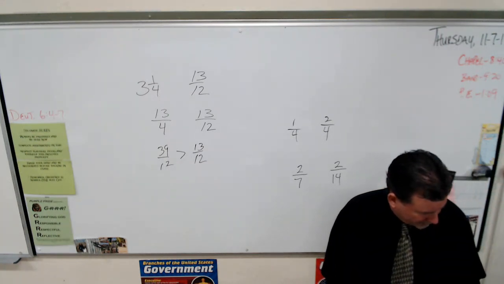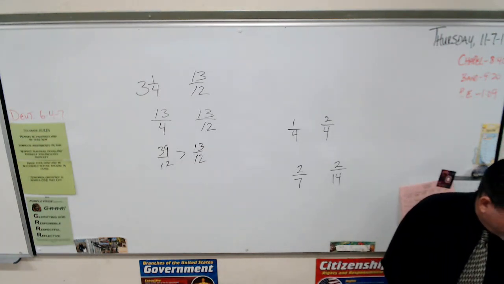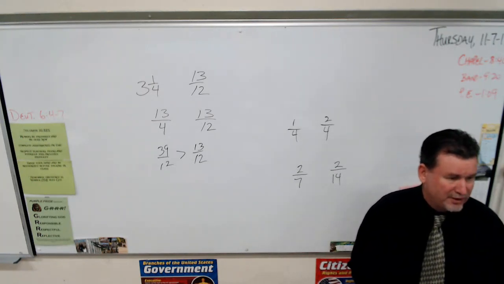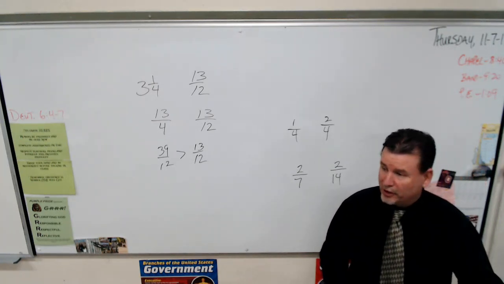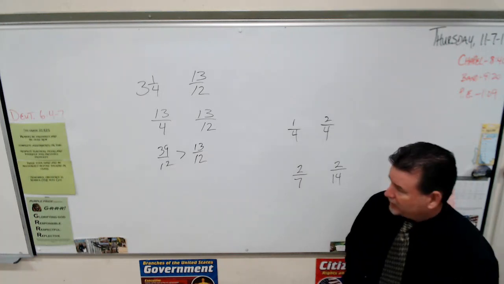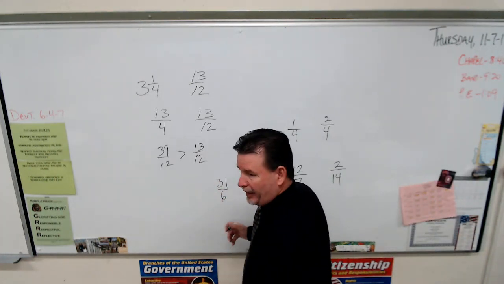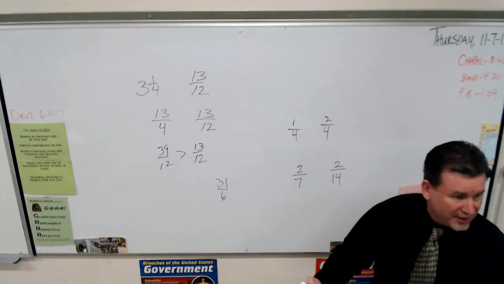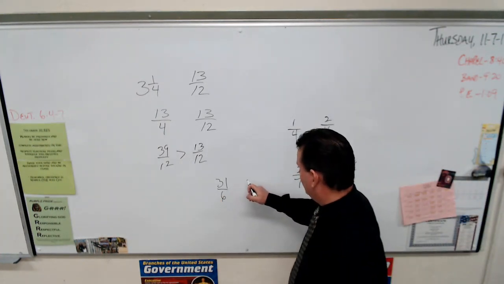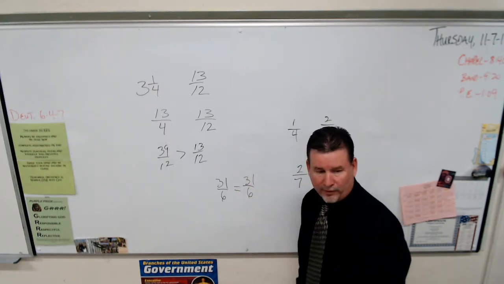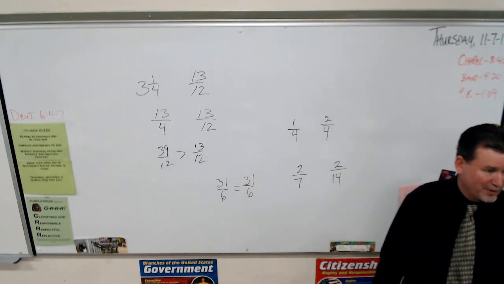Number 12, that must be 31 over 6 compared to 5 and 1/6. Number 12 you can get done in one step because you've got 31 over 6, and when you change 5 and 1/6 into an improper fraction, what do you get? 31 over 6. Isn't that special?